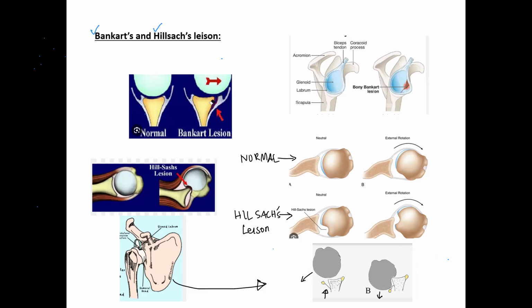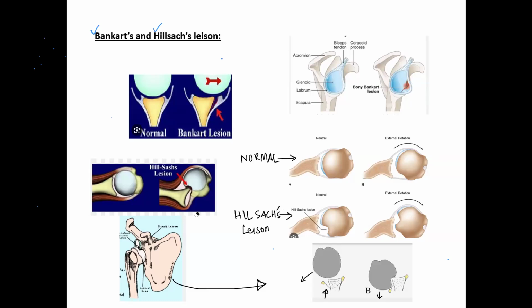So this is again the same diagrammatic representation here. What is happening in Bankart's lesion? In Bankart's lesion, the glenoid labrum is getting separated with its bony attachment. So here, if you see the glenoid, the head of the humerus has moved outside along with damaging the margin of the glenoid. So this is Hill-Sachs and Bankart's lesion.